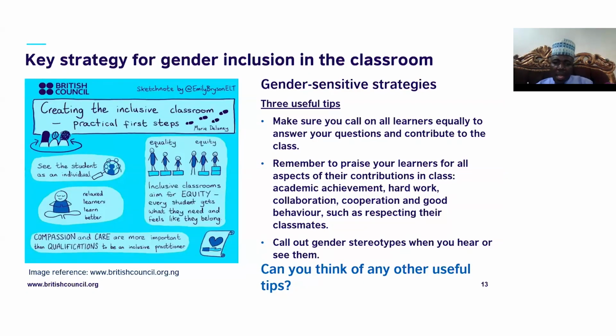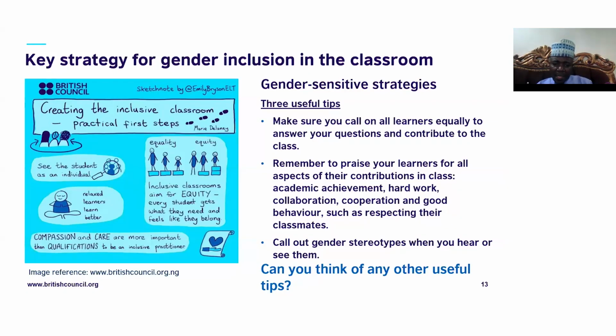And number two, I try as much as I can to praise my students whenever they give these answers, especially when they make a tremendous effort to give me these answers. Some of them I praise, some of them I encourage, some of them I even give a little gift for anybody that makes a good attempt in answering the questions. By so doing, it brings about collaboration, cooperation, and good behavior amongst the students.